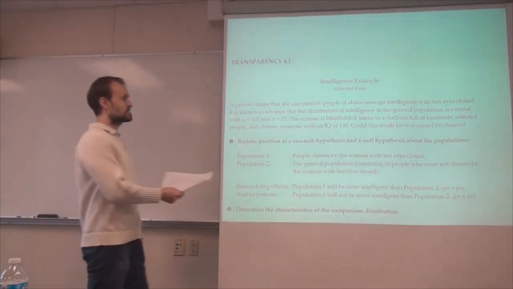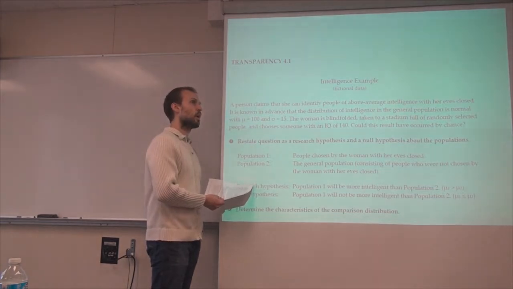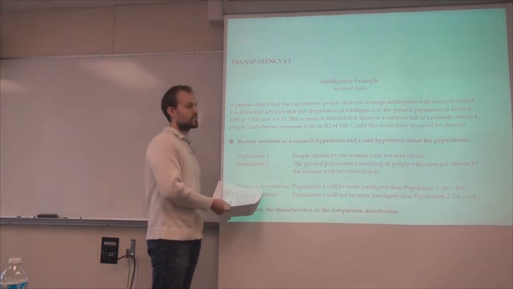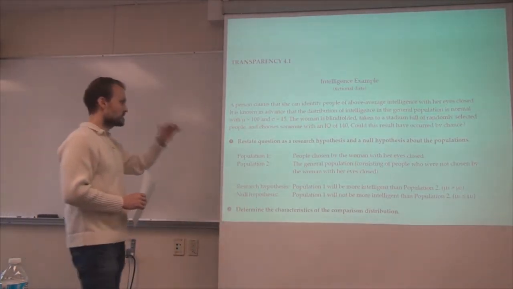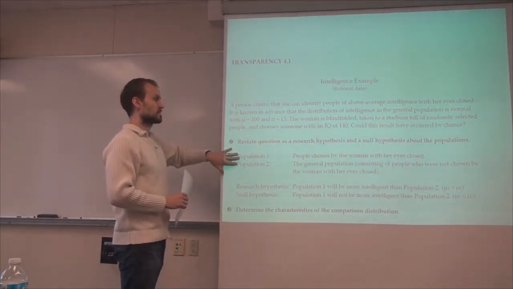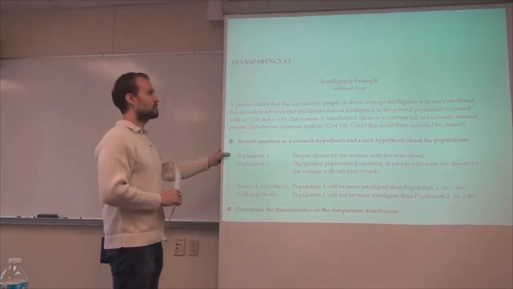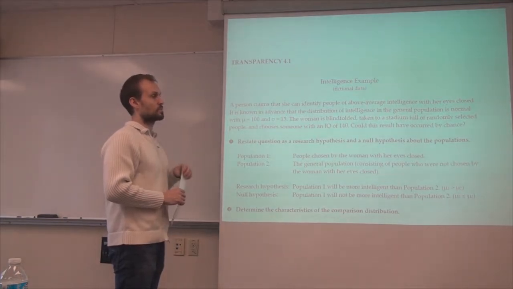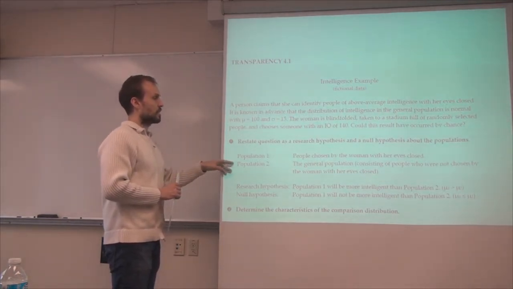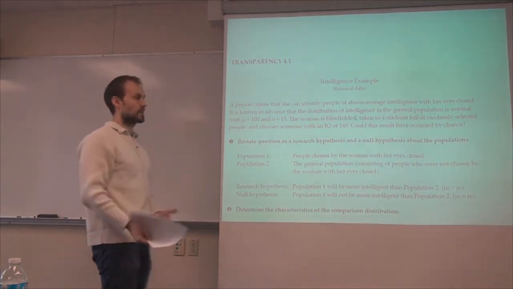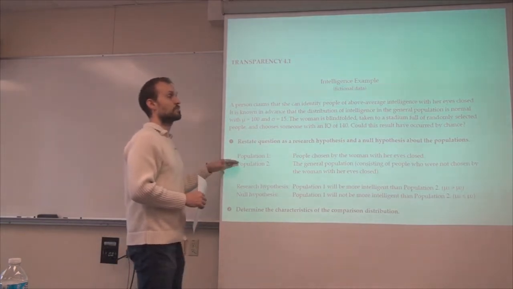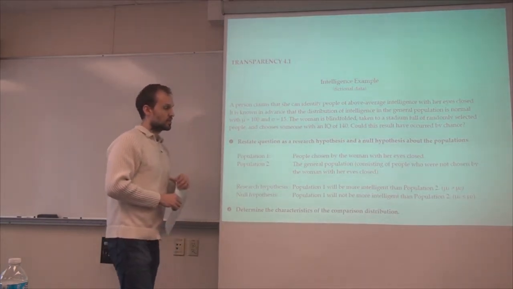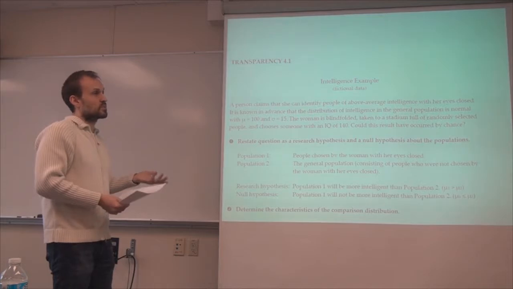So the research hypothesis is sort of what I want ideally. I want this to be true, but I don't know if it is. So if I look at the two, population is a bad word here. Population 1, the people chosen by the woman, so it's just the one person. And population 2, the whole population, the general population, the people not chosen by her. So I kind of want her to be correct.